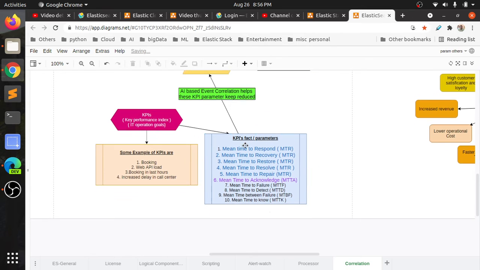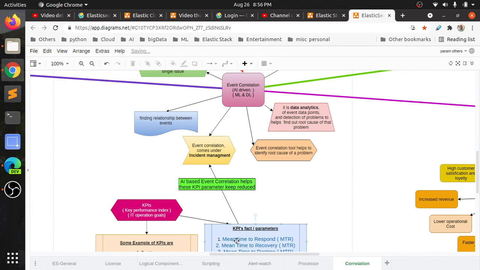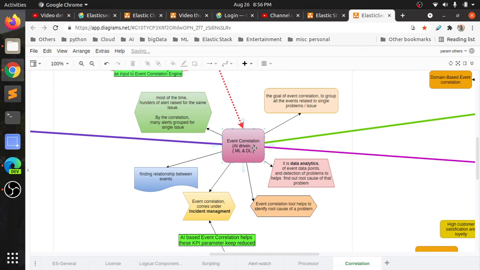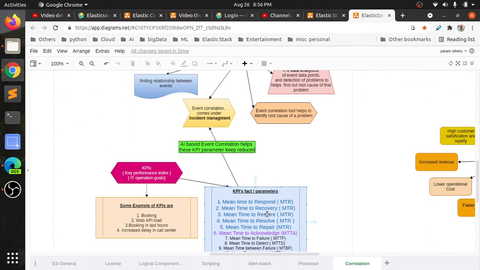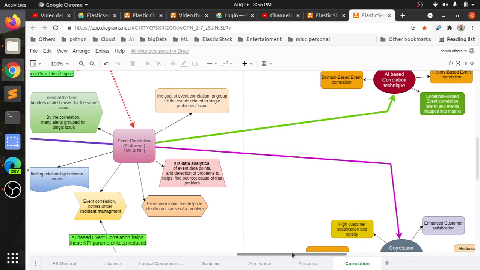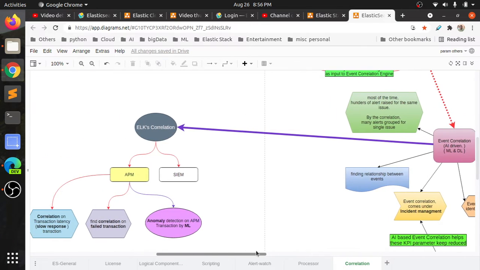These factors impact the correlation quality. These parameters are related to and impact the event correlations. So this is what correlation techniques are about.